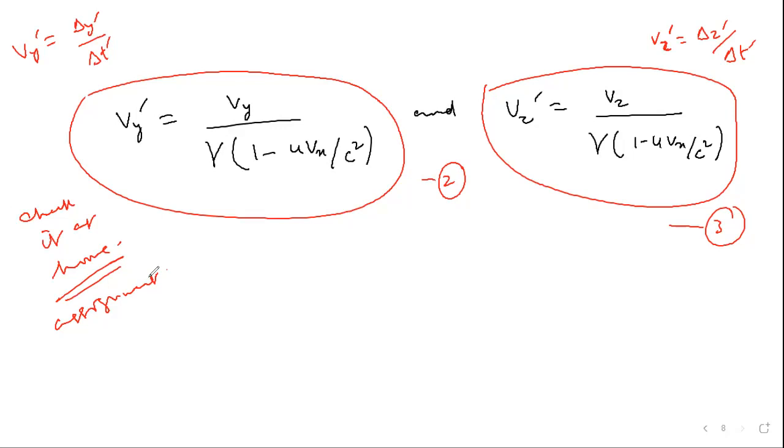Similarly, Vz prime is the z prime component of the velocity of the particle as measured by S prime observer. Vz is the z component of the velocity of the same particle measured by observer S. Gamma is the Lorentz factor. U is the relative velocity of the two frames.